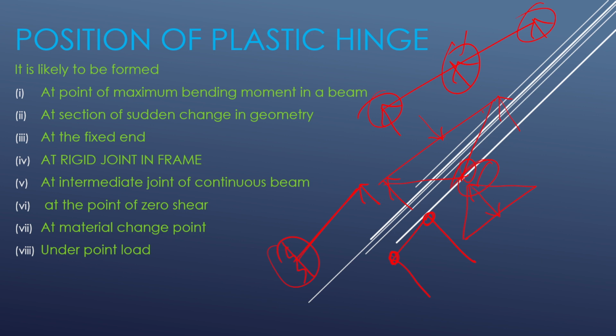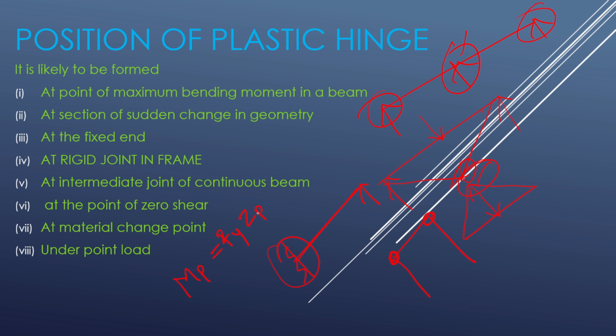At the point of zero shear also a plastic hinge will be available. At material change points and under a point load we can identify plastic hinges. In this condition, the maximum bending moment for a simply supported member is WCL divided by 4. The next point is plastic moment, which is Fy into Zp.